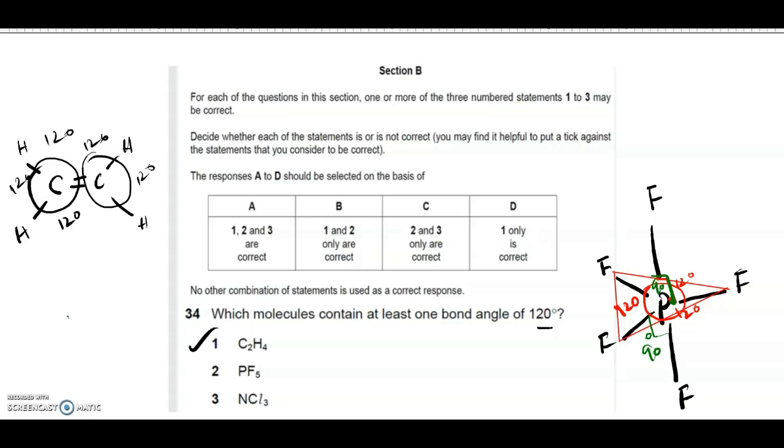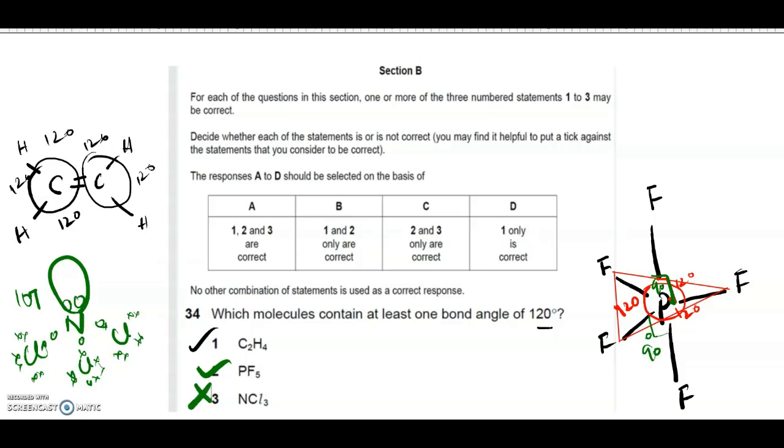But in the case of NCl3, now for NCl3, N has one lone pair and it will share 3 electrons with chlorine. So see, it has one lone pair and 3 bond pairs. It has a pyramidal shape and it has a 107 angle. So this will be out from the options, and we will have answer 1 and 2. Option B is the right answer for this.